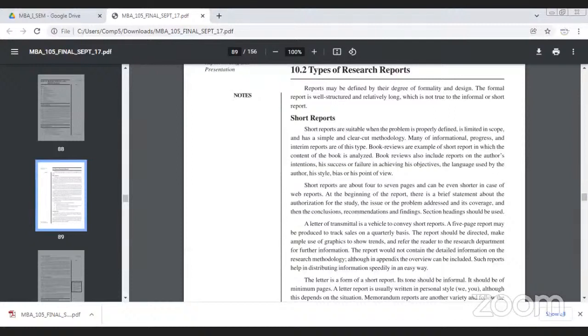The report should make ample use of graphics to show trends, and be directed to the research department for further information. The report would not contain detailed information on the research methodology, although in an appendix, the overview can be included. Such reports help in distributing information in an easy way.